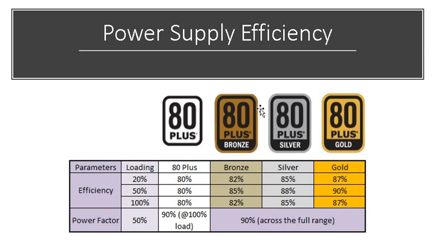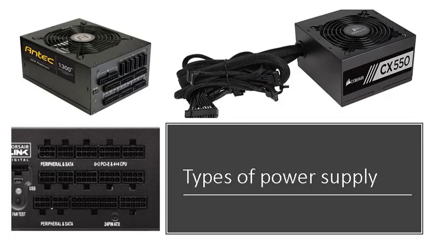So based on the wattage that the components of your computer need, and based on this efficiency rating, you want to figure out what is the best power supply for you. And after that, let's talk about the types of power supplies. There are two main types of power supply. One of them is the non-modular power supply, and the other one is the modular power supply. So this is our non-modular power supply, and this is our modular power supply.